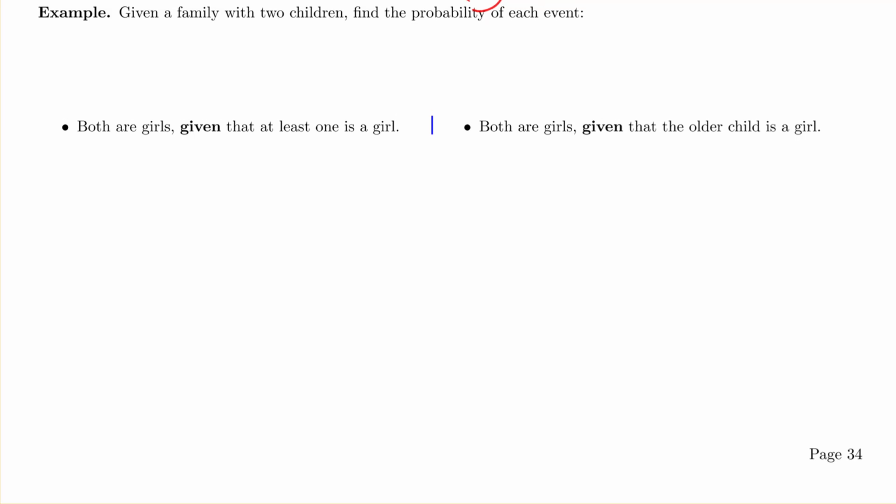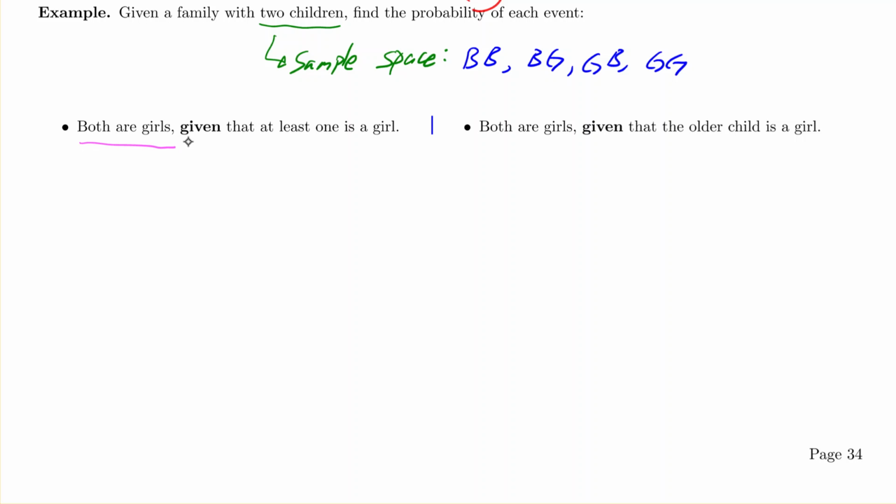Let's look at this example. Given a family of 2 children, so that's the condition, find the probability of each event. So here, the sample space is again defined by the condition, the conditional event. So here, 2 children means you could have boy boy, boy girl, girl boy, or girl girl. So 4 cases. So out of these 4, what's the probability that both are girls given that at least one of them is a girl? So from these 4, we look at where at least one of them is a girl. There are 1, 2, 3. So our sample space for this problem is 3.